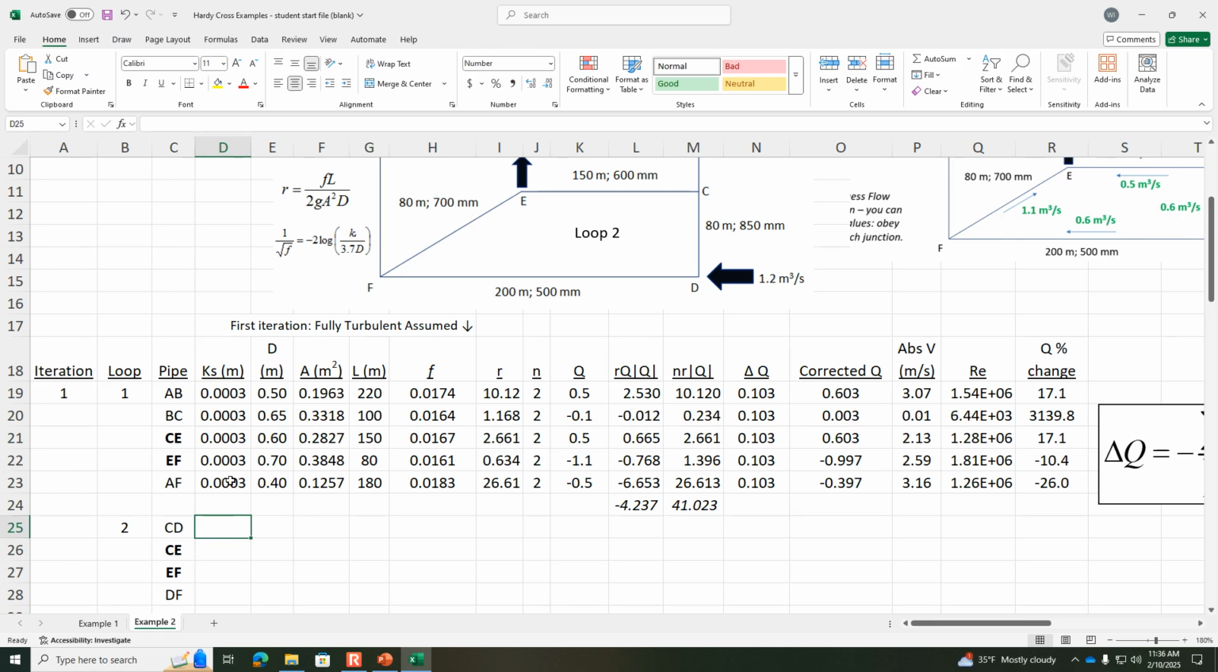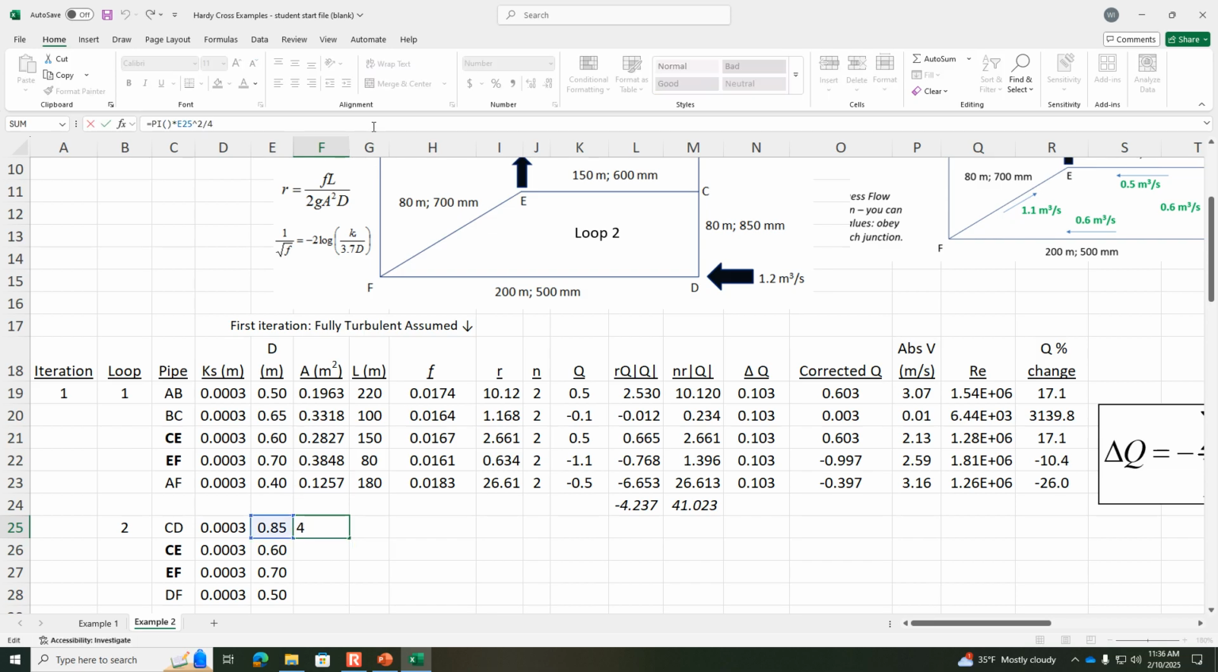That's just the designator that we have to pay special attention to the flow rates for those two common pipes. The K values are the same, so let me just copy and paste the K value from the previous set. But we do want to put in the unique diameters for each pipe. So CD is 0.85 meters diameter, CE is 0.6 meter diameter, EF is 0.7, and DF is 0.5. And then the areas, I can just copy, because really what I want to copy is the formula. If I go to one of the previous areas and Control C and then Control V, it pastes the formula, but it uses the diameter for whatever row I'm on. So pi d squared divided by 4 updates with the correct diameter to give me the correct cross-sectional area.